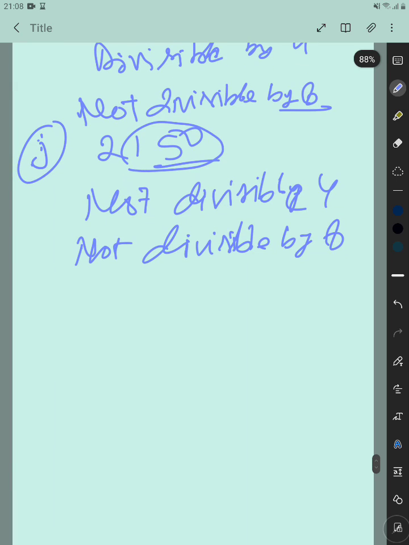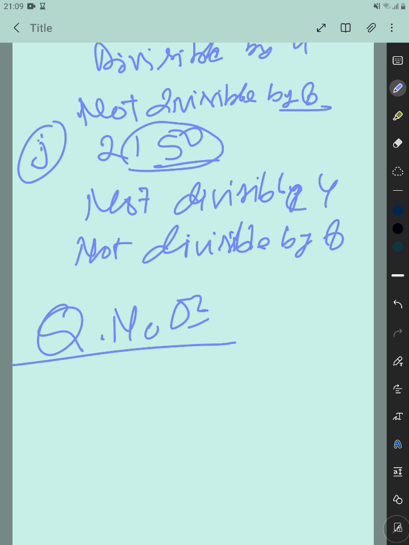Now we have come to question number 3. Okay. Question number 3. So what is question number 3? Using the divisibility test, determine which of the following numbers are divisible by 6. Okay. Divisibility of 6 we need to find out. Okay.